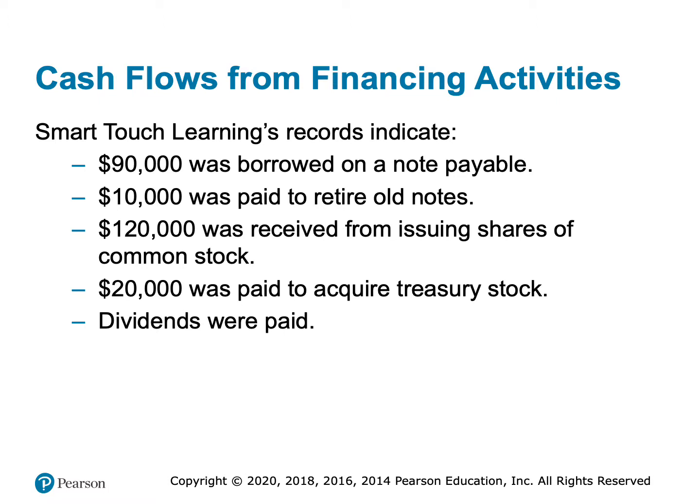Now for the financing section, we're going to see that notes payable went up. But we also know that we retired some notes, which just means that you paid them off. I issued some common stock and I bought some treasury stock and I paid some dividends. So we've got a lot going on in the financing section here.